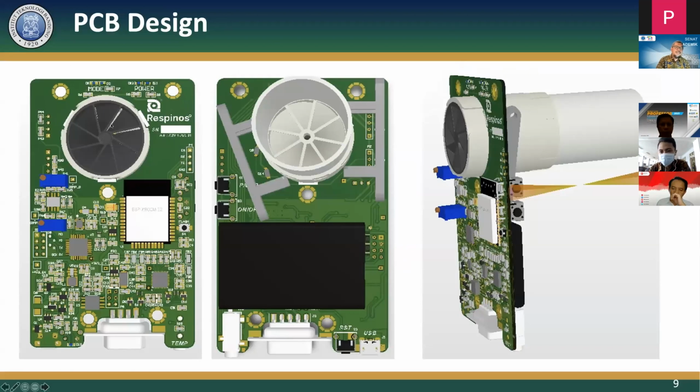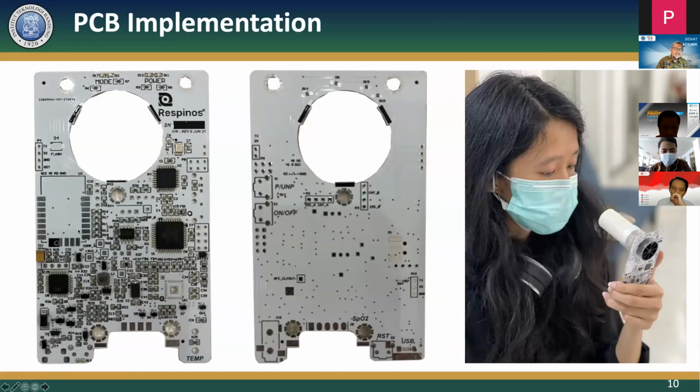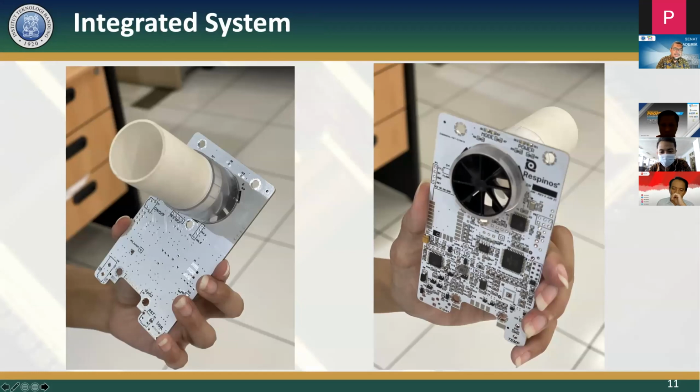So this is the PCB that we designed. You can see here there's a microcontroller, and there is a Wi-Fi, and there's a turbine here, and there is a battery, and there's a connection for SpO2 and a connection to the temperature sensor here. If we see it in three dimensions, you can see it like this. And after implementation, you can see it using a two-side PCB, how it looks like. And this is how to use this device. This is a PCB that is already integrated with the mouthpiece.